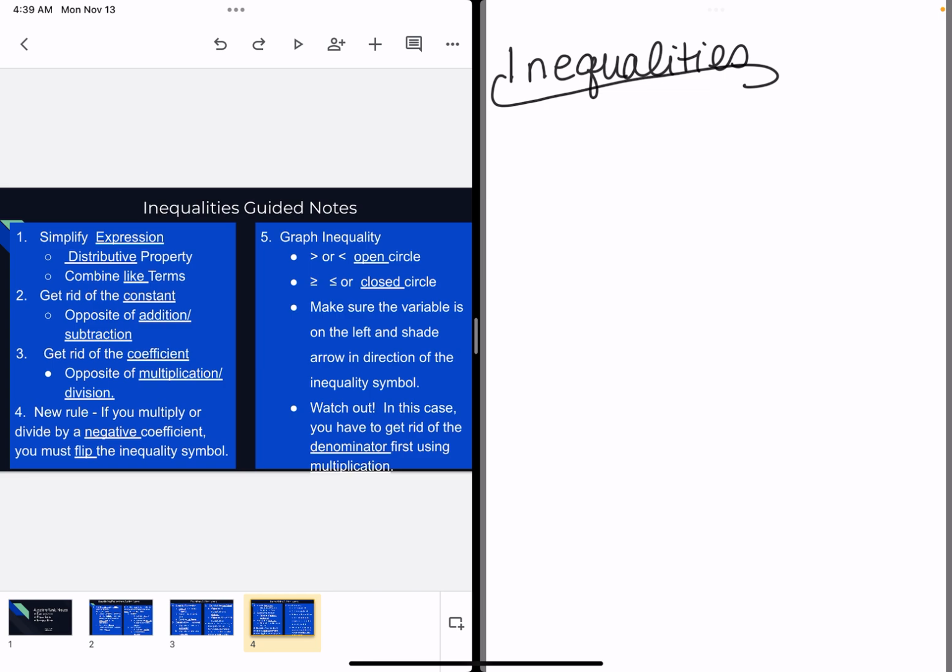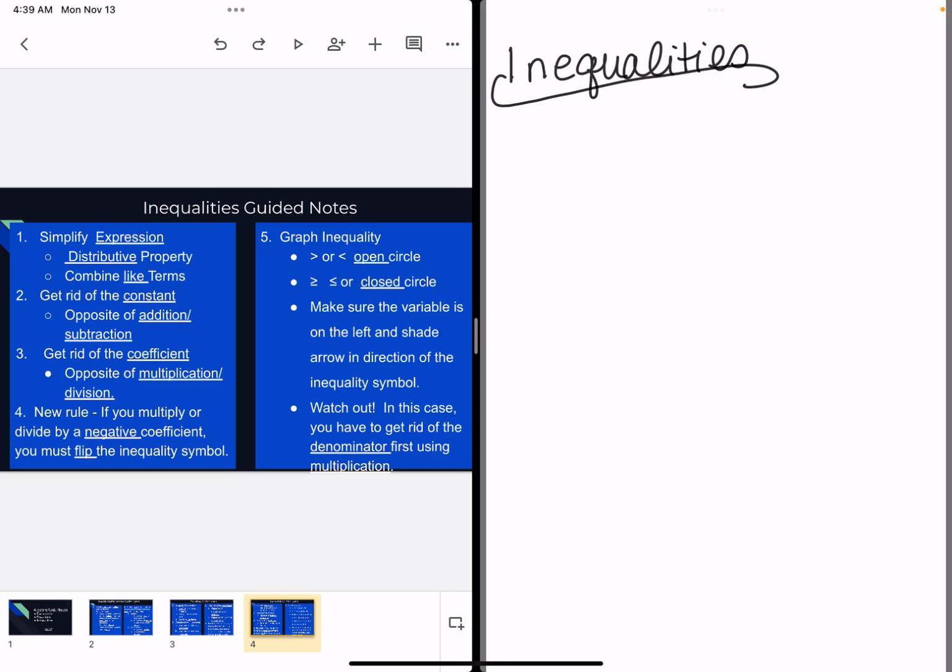So, step one is always simplify your expression. Get it in simplest form. Use the distributive property to multiply what's on the outside of the parentheses by everything inside the parentheses. Also, combine like terms. Then the next step is to get rid of the constant, opposite of addition and subtraction, get rid of the coefficient, opposite of multiplication and division.